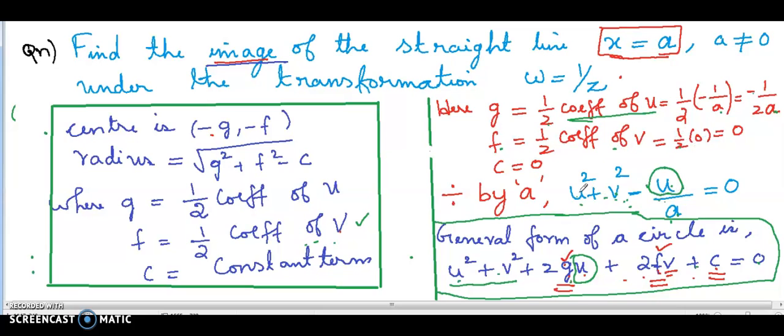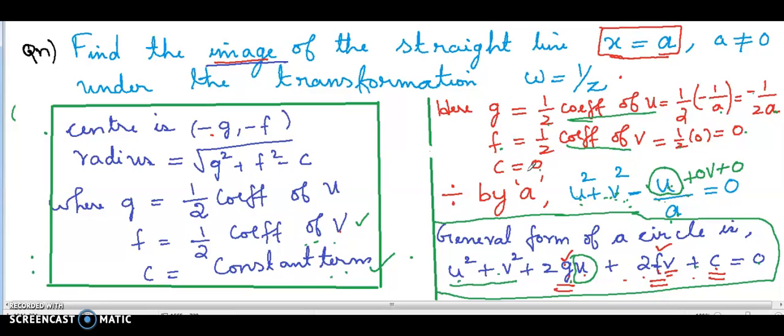Is there a v term? You have a v square term, but no v. So we can consider it as 0 v. There is no v term in this equation, so the coefficient of v is 0. So 1 by 2 into 0 is 0. Also, c is the constant term in the equation. Is there any constant term? The equation is in terms of u and v: u square term, v square term, u term. There is no constant term, so the constant term is taken as 0. So c is equal to 0.